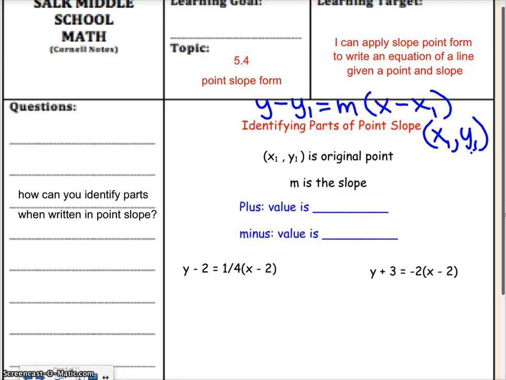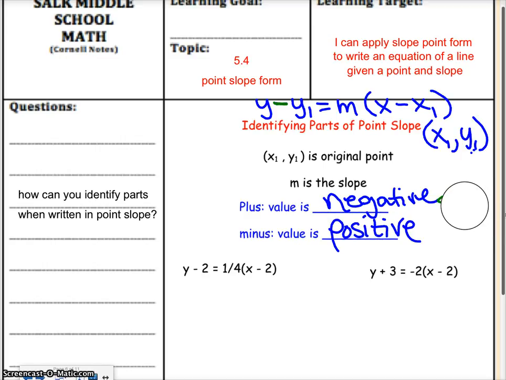m is the slope. If it's plus, it means the value is going to be negative. If it's minus, it means the value is positive. And this is where most kids mess up, because it's kind of backwards. But you have to remember, the equation starts minus. The only way for this to turn positive is if the answer was negative. And it can be negative, but just FYI.